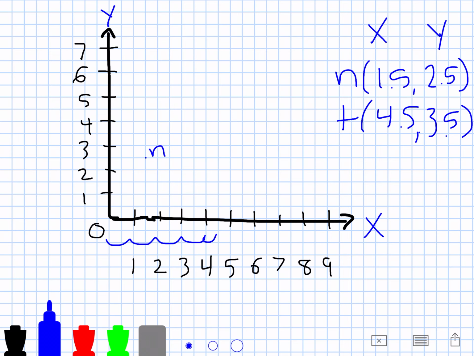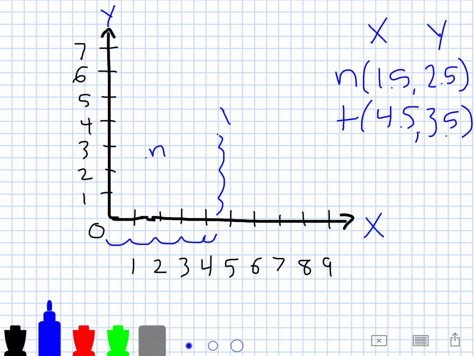And now my y-coordinate is 3.5, so I need to count up 3.5 units from the x-axis. Let's give it a shot. 1, 2, 3, and then one more half unit up, 3.5. And we'll plot that point and label it T.